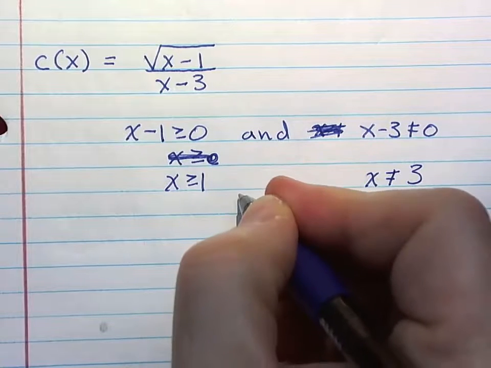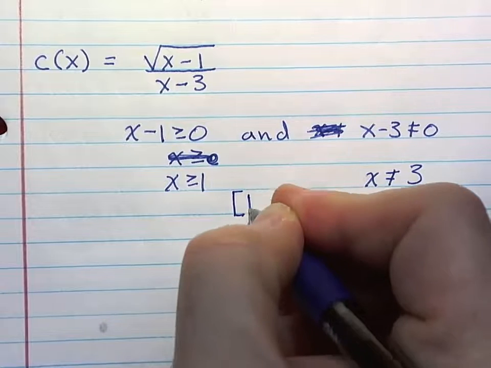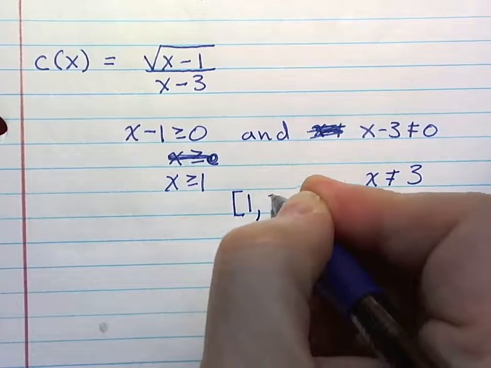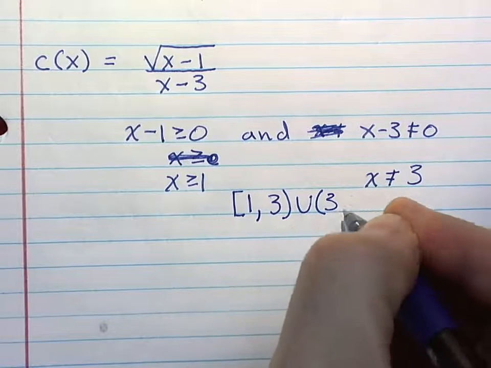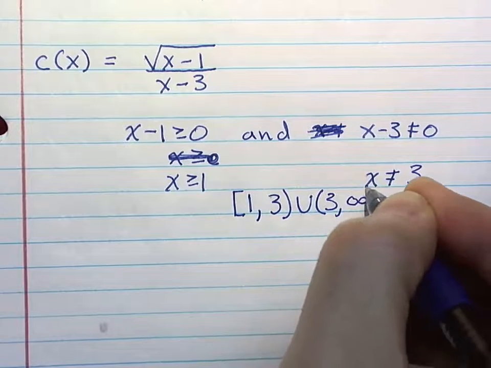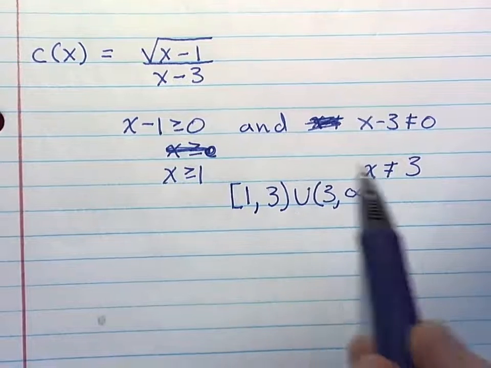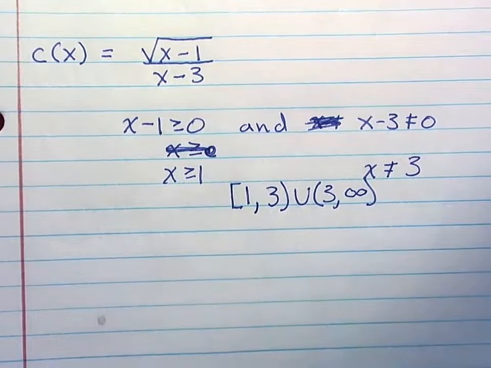So you could write that in interval notation. You could write that as 1 all the way to 3, and you kind of jump over 3 and go to infinity. And that would be the domain for that combination.